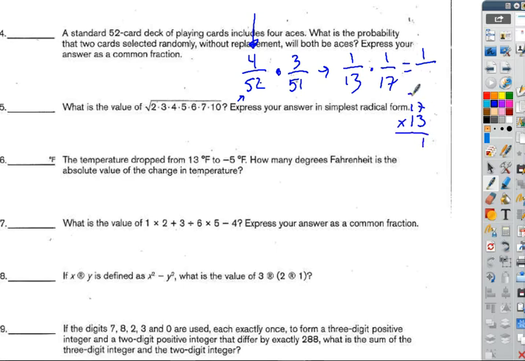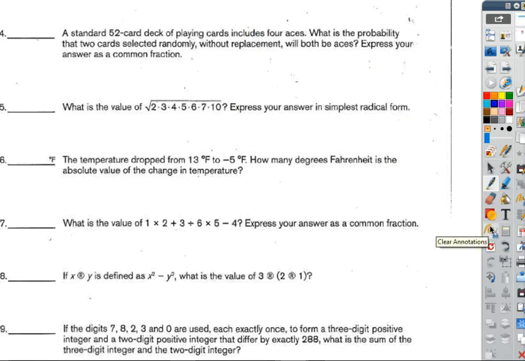So 13 times 17, here we go. 3 times 7 is 21. That's 5, carry the... So it's 1 in 221. Those odds are not good. Not good at all. All right.